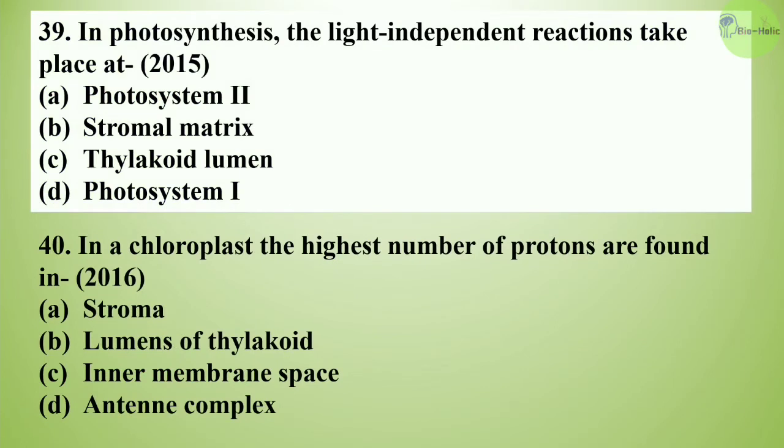Next is in photosynthesis the light independent reactions take place at photosystem 2, stromal matrix, thylakoid lumen, or the photosystem 1. We know in the light reaction ATP and NADPH are produced, and after that these products are used in the stroma in the dark reaction or the light independent reaction.